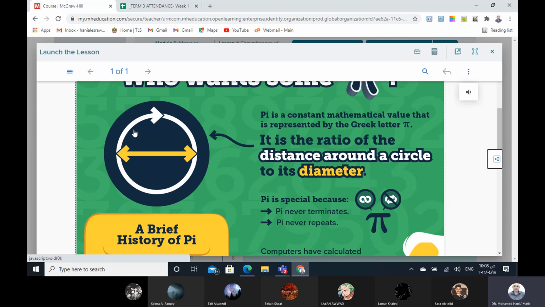As you see here, we have a circle. The line around the circle, the white line, is the circumference. If I start from this point and continue around to the same point, I have a distance around a circle. The name of this distance is circumference. And the yellow line between two points on the circumference of the circle is the diameter. The ratio between the circumference and the diameter is called pi.